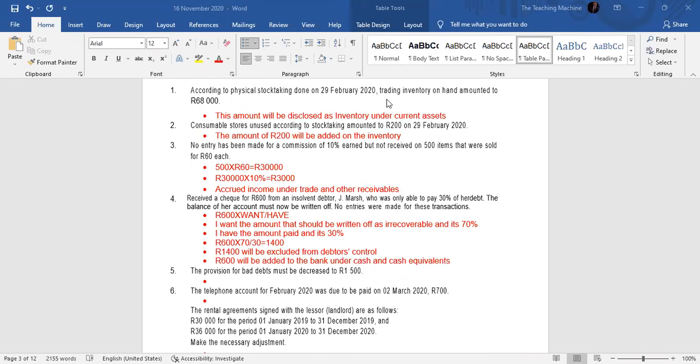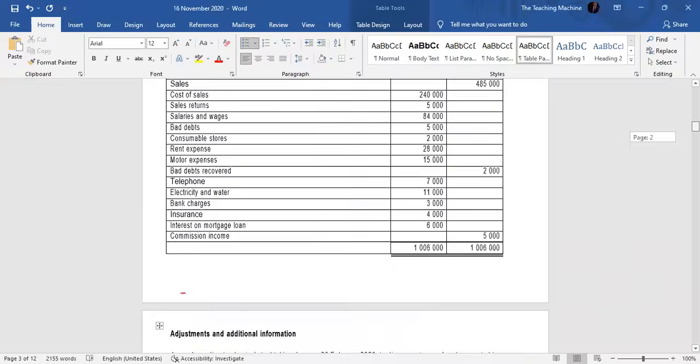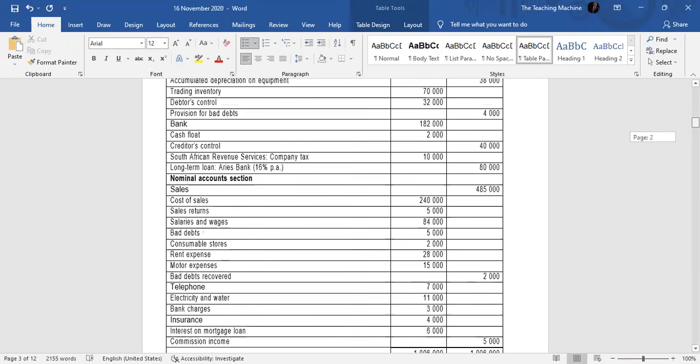Yes, it's a loss. If you have 5 people that owe you and one of the 5 is unable to pay, what will happen to the amount that you expected to receive? It will definitely decrease. Now we have 32,000. Let's look at the amount of debtors control. We have 32,000.